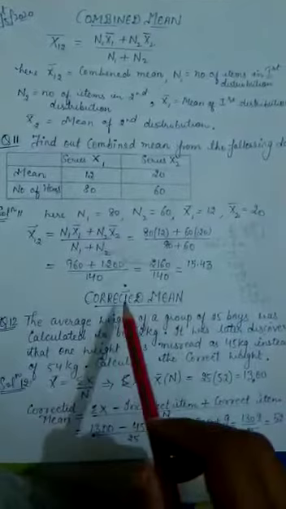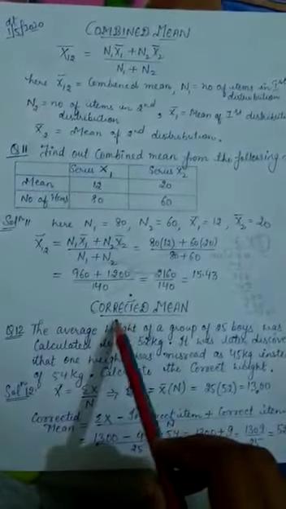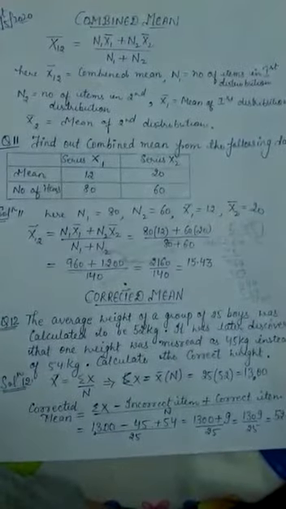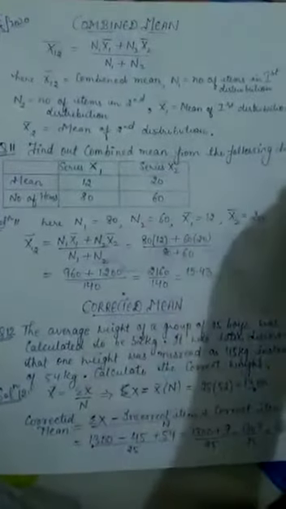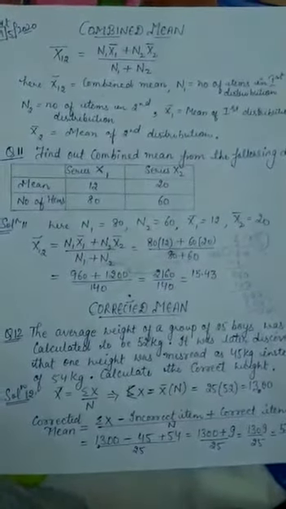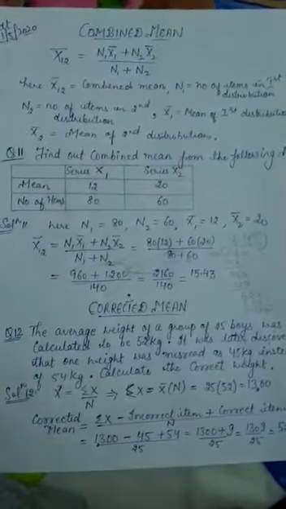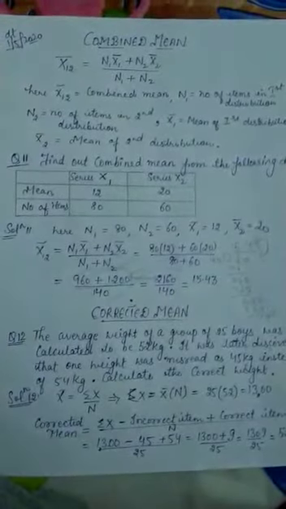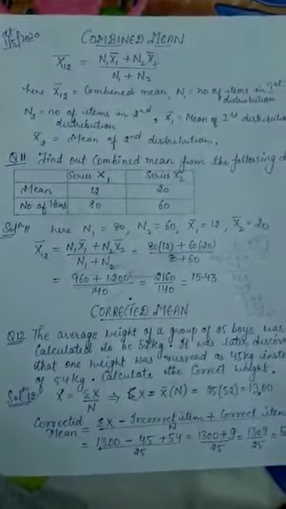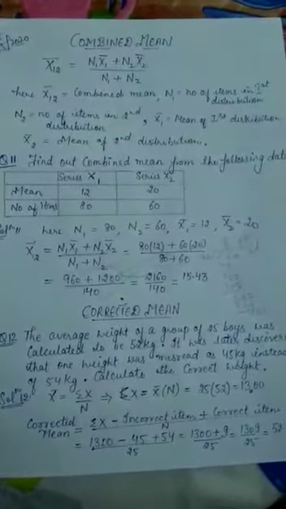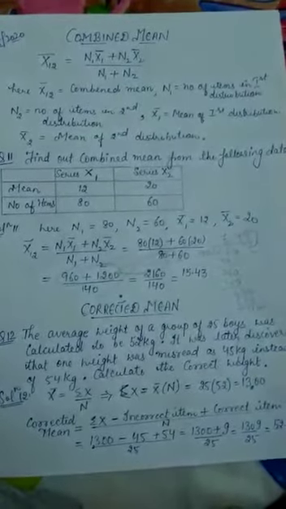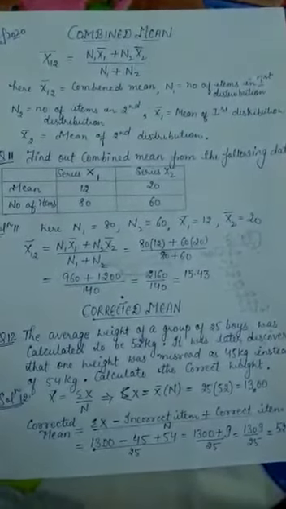Now this was the question regarding combined mean. Next is the question regarding corrected mean. Beta, in this type of question, sometimes it happens that you have added some wrong value or taken some wrong value in the question, but for exact calculation the value was something else. So in this case that wrong value is to be eliminated and the new value to be added. So how will we do that?